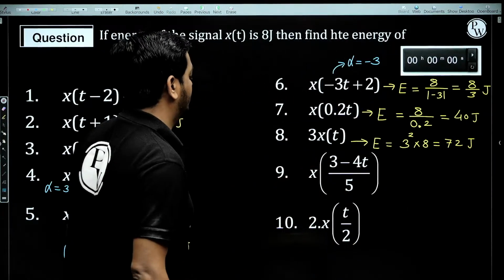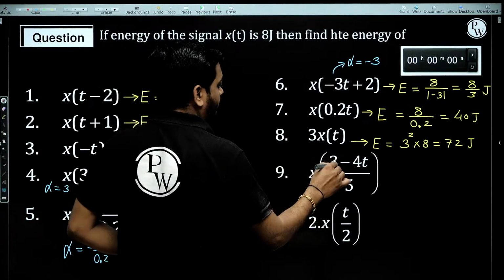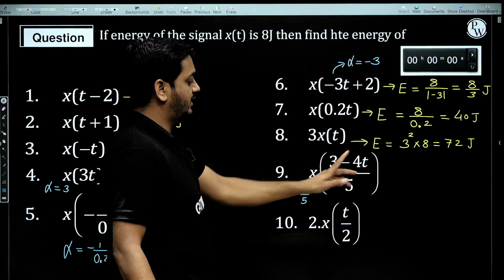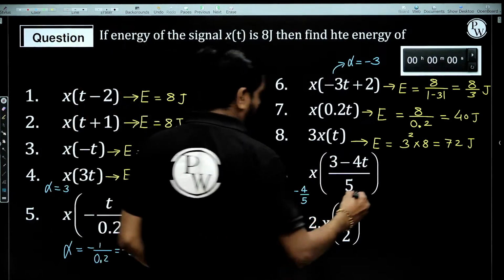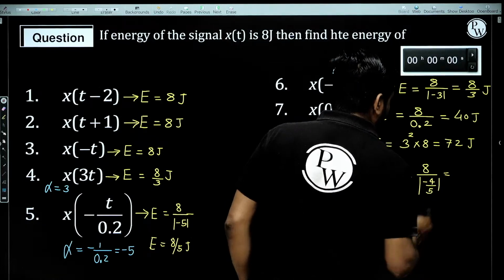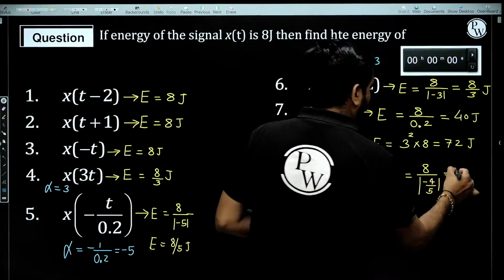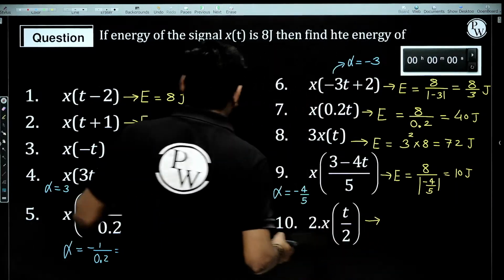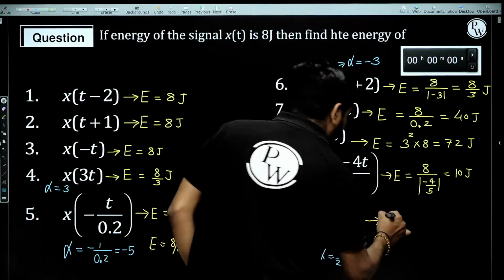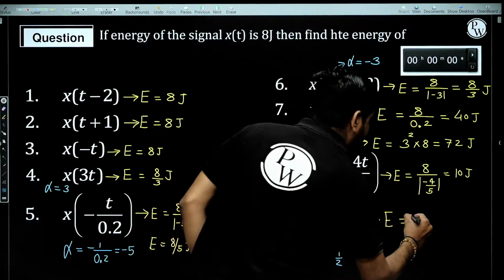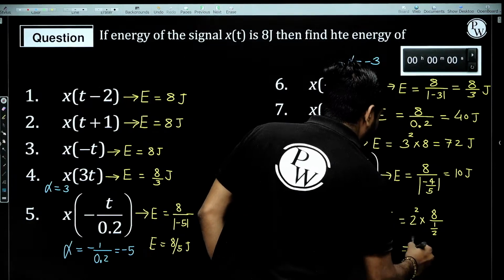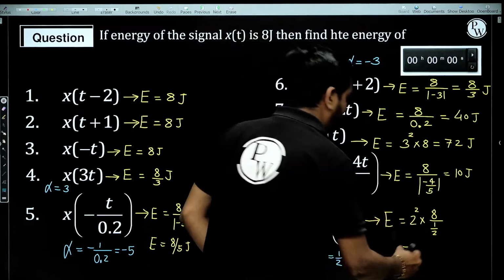Clear? Now this is very much important, guys, you just have to focus on the scaling factor. In this case the scaling factor is minus 4 by 5, yes or no? Minus 4 by 5 t, the scaling factor is minus 4 by 5, that's why the energy is 8 upon mod minus 4 divided by 5, so it will be 10 joule, correct? And in the last case, see, the amplitude scaling factor is 2 and the time scaling factor is 1 by 2, so the energy, due to the amplitude scaling factor, gets 2 square, and 8 divided by the scaling factor 1 by 2, so this is 4 into 2, 8 into 8, 64 joule.